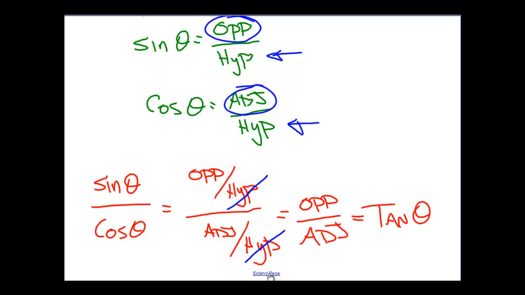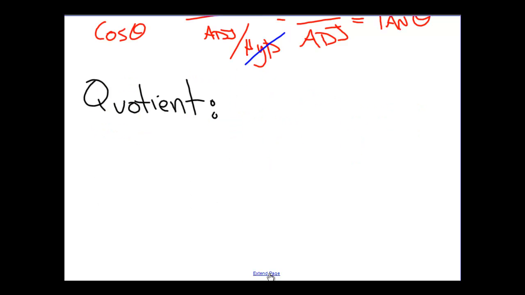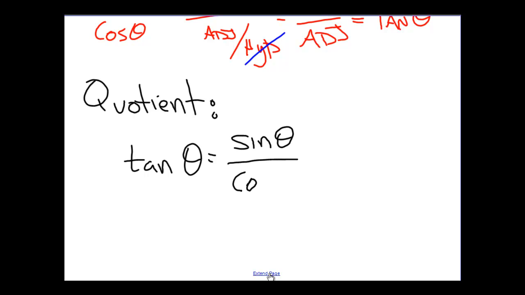is the tangent. So we have another identity here, and this is one of the identities known as a quotient identity. Quotient here simply meaning we're taking a ratio or division, and the most important one of those is the tangent of theta is the sine of theta divided by the cosine of theta.